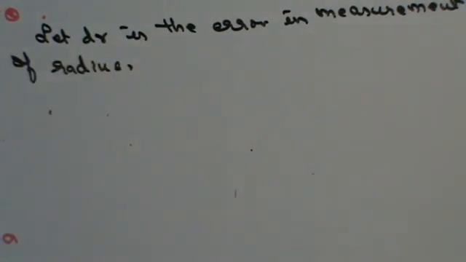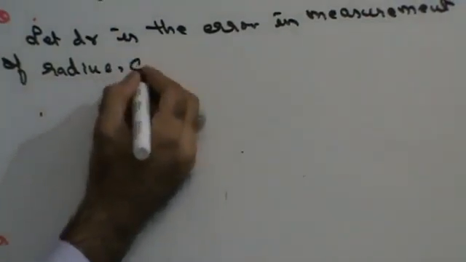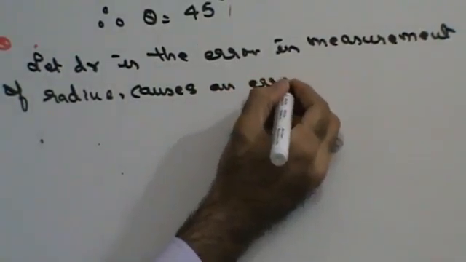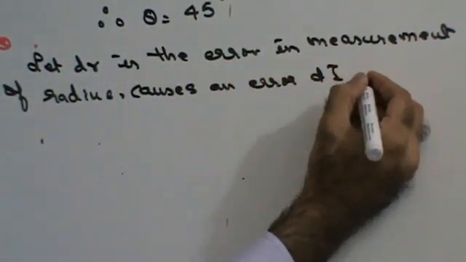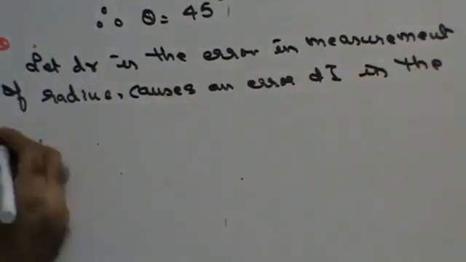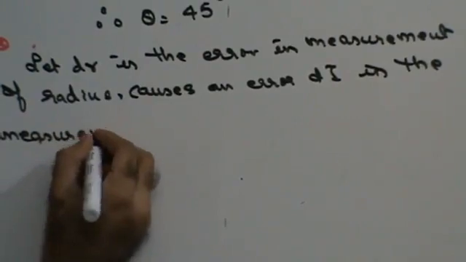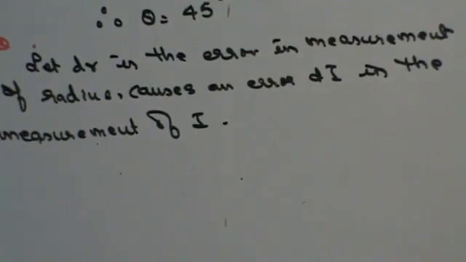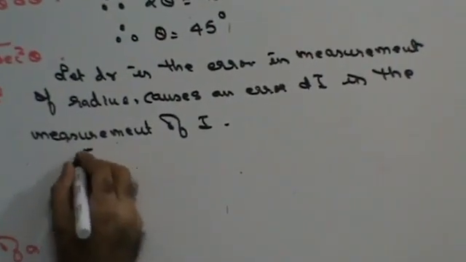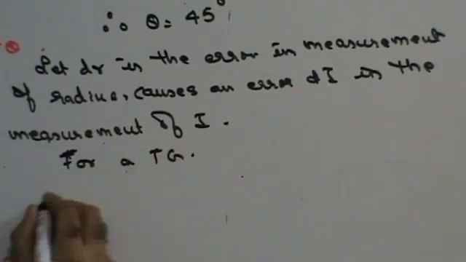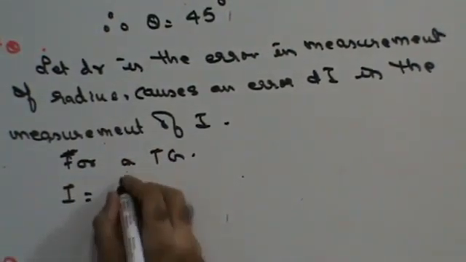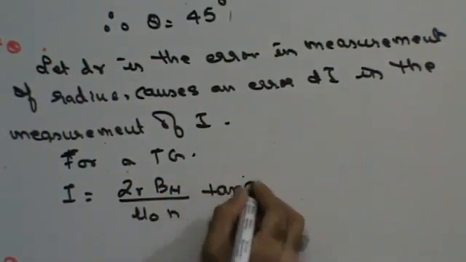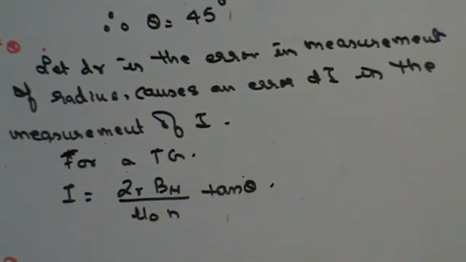Let us assume that dr is the error in the measurement of radius and causes an error di in the measurement of current. Right? Now again let's start for a tangent galvanometer. For a tangent galvanometer, we know I is nothing but 2r BH upon mu 0 n tan theta. Right? Now differentiate with respect to r.